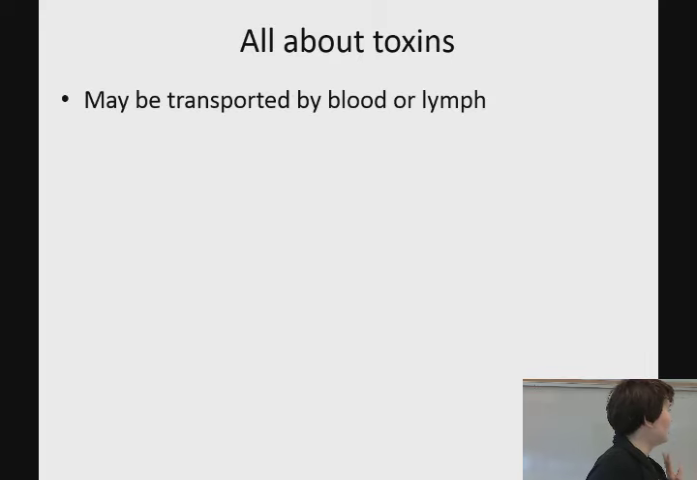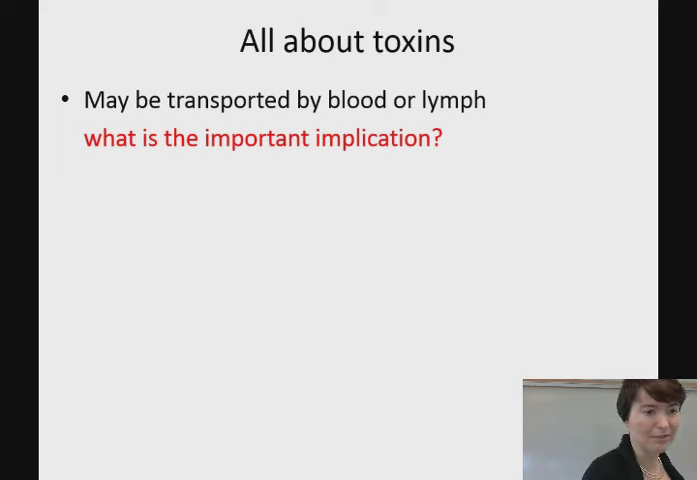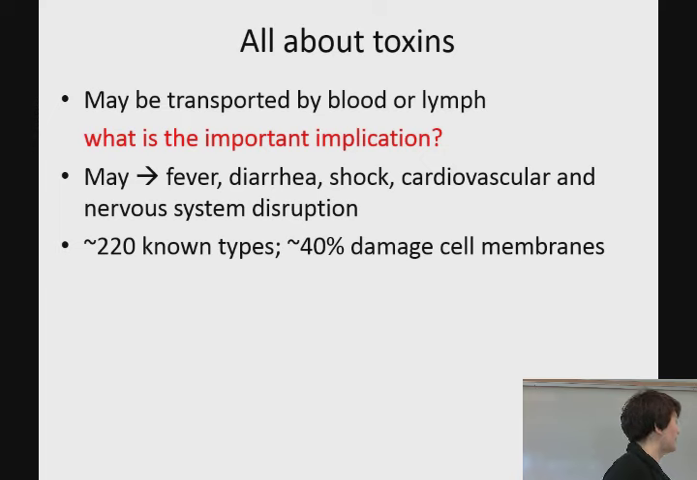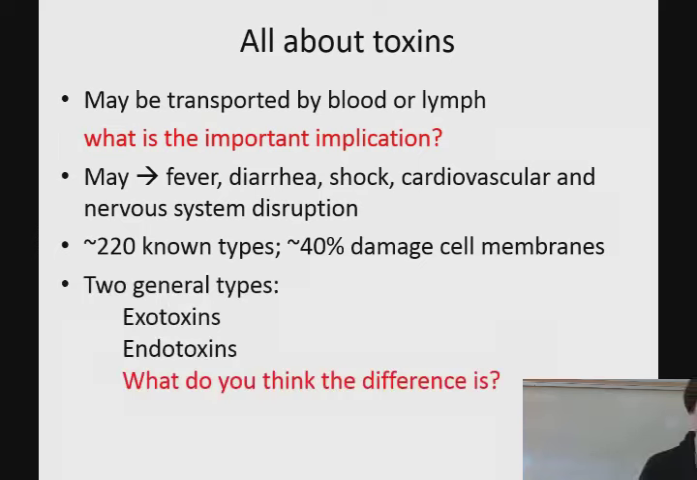Okay, so we have to talk a little bit more specifically about toxins. As I said, they can be transported systemically through the body, even if your pathogen is localized. If they're making toxin, it can travel through the body. And the result can be a number of things, but it can include things like fever, diarrhea, shock, heart and nervous system problems. There are just over 200 types of toxins that are known, and just under half of them have their effects by damaging the cell membranes. There are two general types, exo and endo. Exotoxins and endotoxins. So what is the difference?